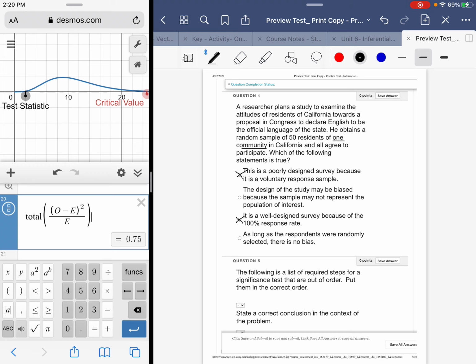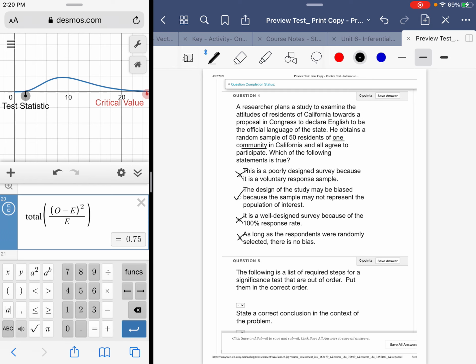As long as the respondents were randomly selected, there's no bias. Well, not necessarily. It depends on in what random nature they were selected, what sort of random technique was used. And then you throw on top of that the fact that it's from one community, so what is the nature of that community? So there's inherent bias there. So it's got to be this one.